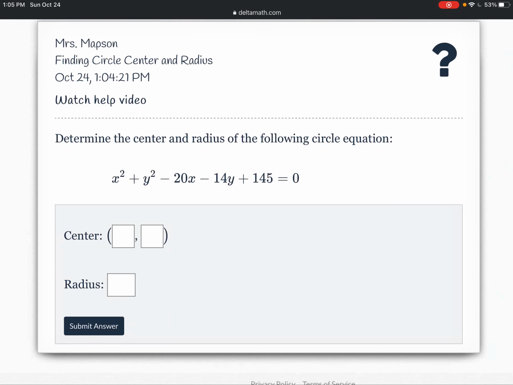Okay, so we're going to look at how to use completing the square and how to apply it to finding the center and radius of a circle. So it kind of bumps our completing the square process up a notch, and it applies it to a different geometric shape, a circle.